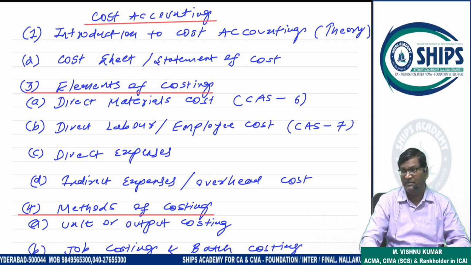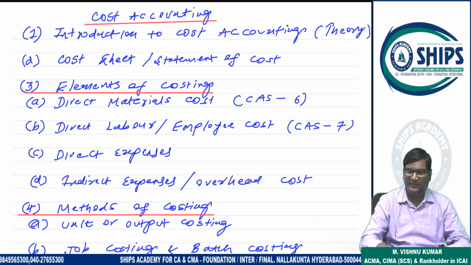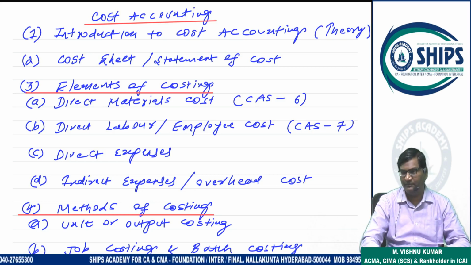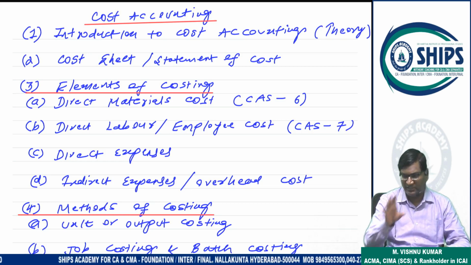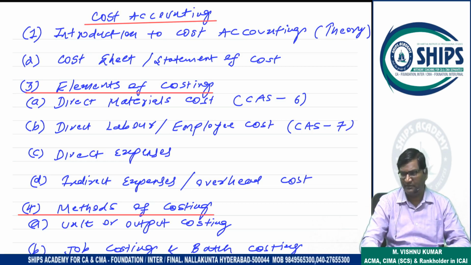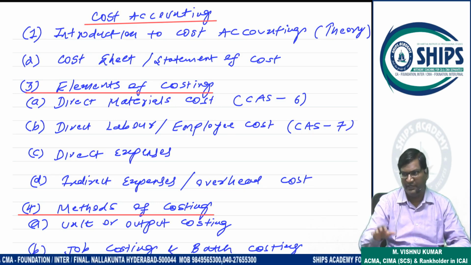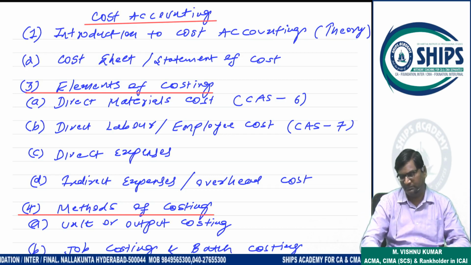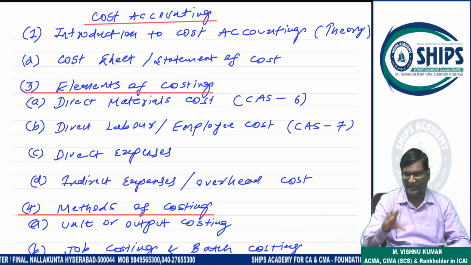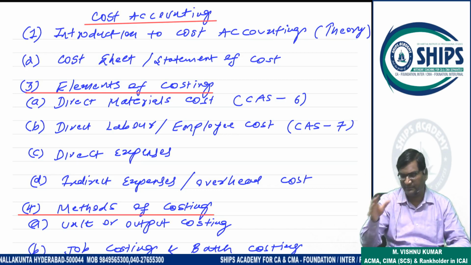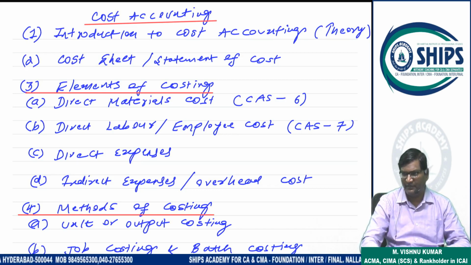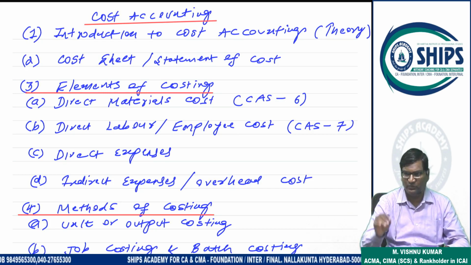In elements of costing, we have three topics: direct material, direct labor and direct expenses. These three topics are very important from the exam point of view. Clear? In the last, recent examination question paper, you check, approximately 22 marks were tested from these three topics: direct material, direct labor, direct expenses. The video is already available on YouTube. You can check the marks-wise weightage, I also explained the entire suggested answer.